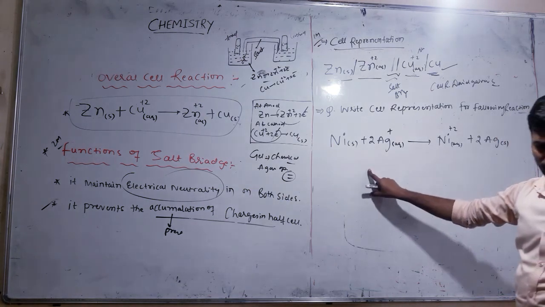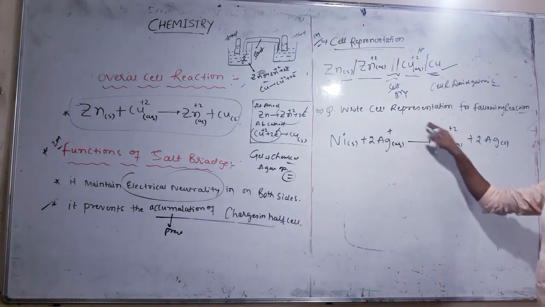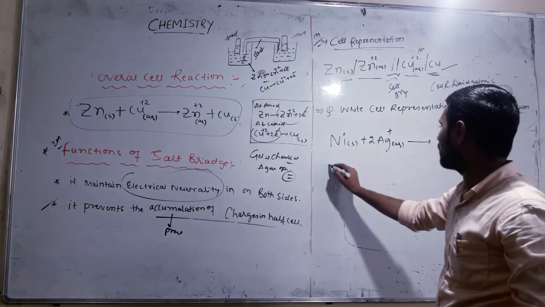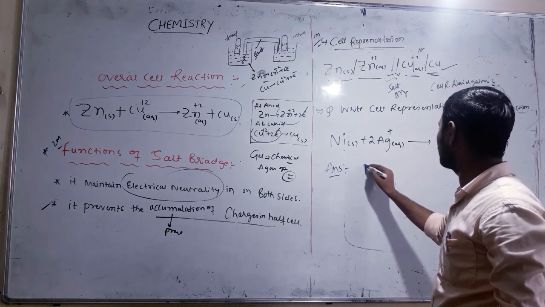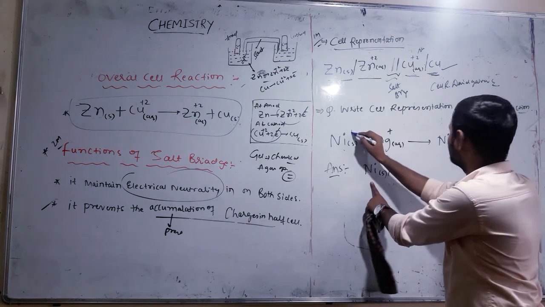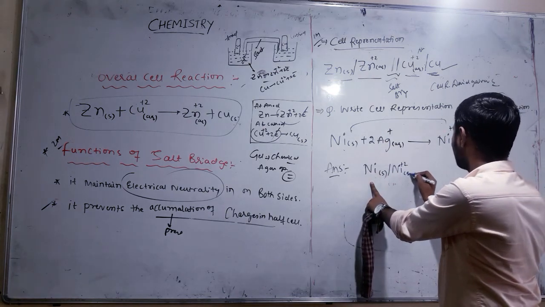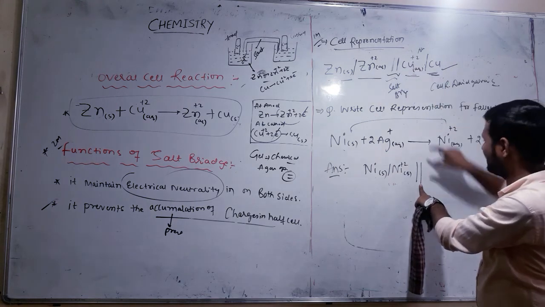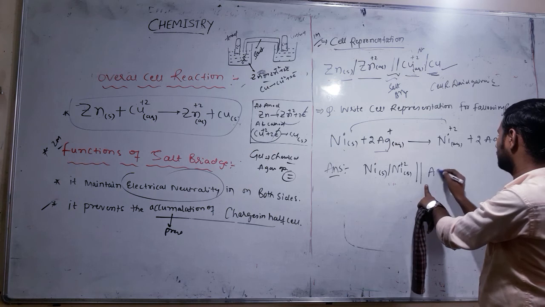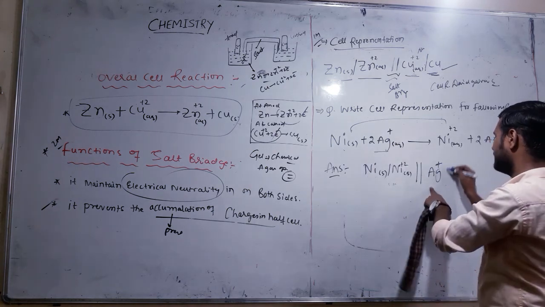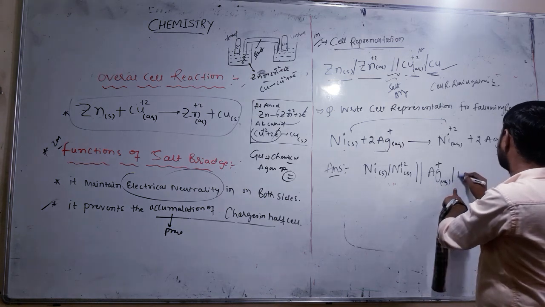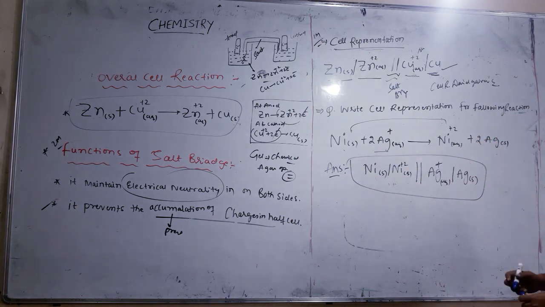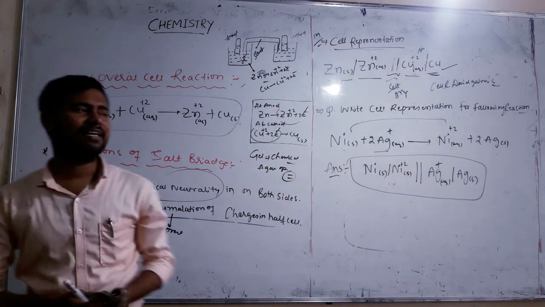Some question paper may ask: write the cell representation of the following reaction. It's very simple. First write nickel, which is solid. The interface is next: Ni plus 2 ions, aqueous. Double slash because there is a salt bridge here also. Next we have Ag plus ions, 2 molar, aqueous. And the last one is Ag, solid. I can write this directly. This is the cell representation of this reaction. This is a very simple concept about the Daniell or Galvani cell.